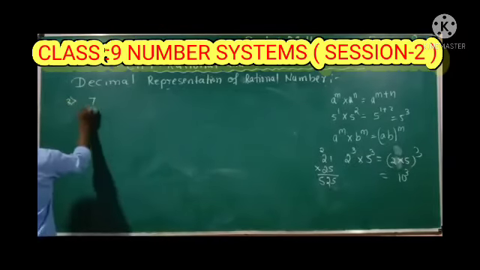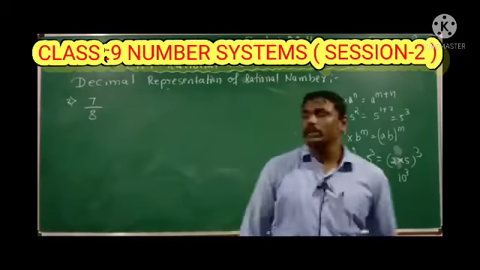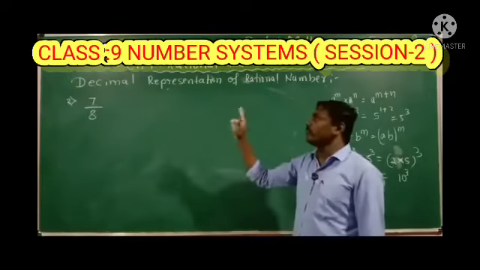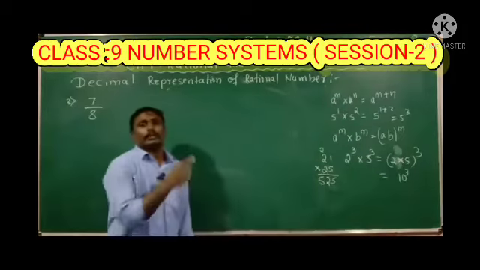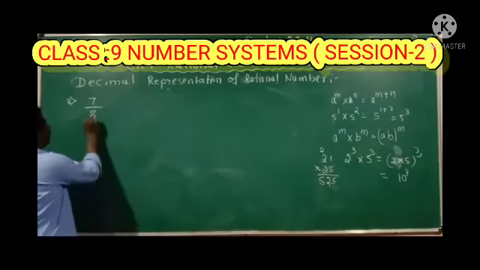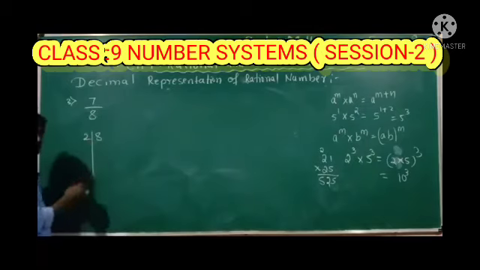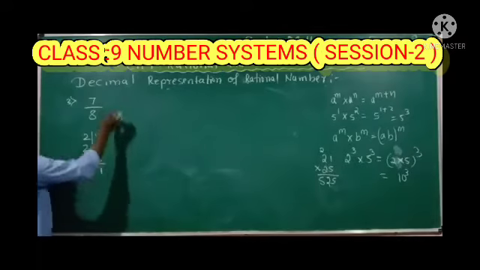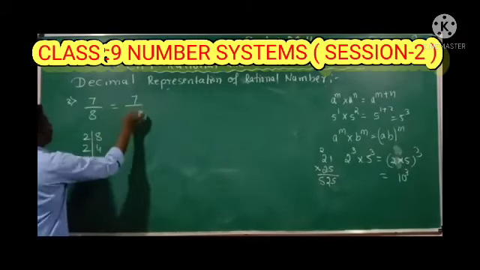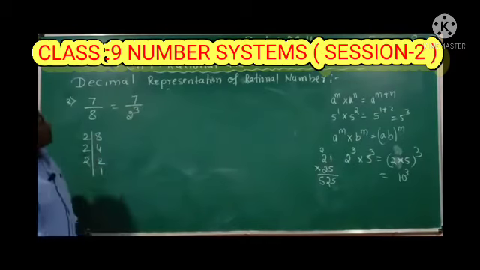Third one, 7 by 8. Find whether the given number is terminating or not. If it is terminating, then write the decimal expansion of the given number. So in the place of the denominator, what do we have? 8. So just factorize the 8. 8 4s are 2 4s are 8, 2 2s are 4 and 2 1s are 2. So 8 can also be written as 2 raised to 3.